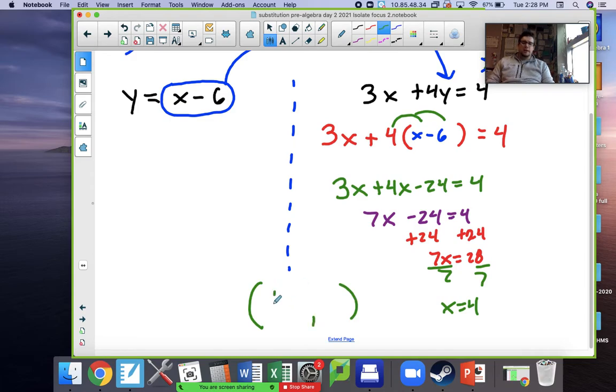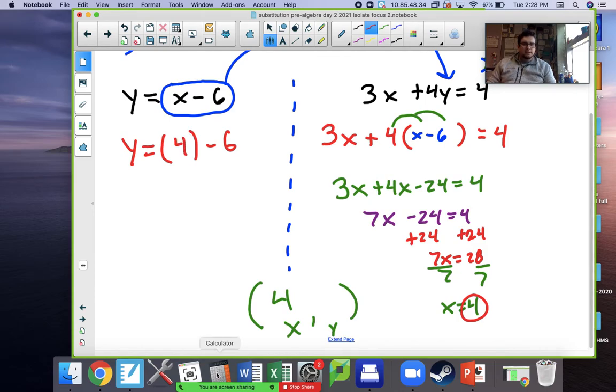Even after all that work, that's only half of the answer. So we know that x is 4, but now we're going to go back and figure out what y is. And we're going to use our other column, the other side of our page, with our newfound answer of 4. So if x is 4, that means I can plug a 4 in right there and solve. 4 minus 6, y is negative 2.